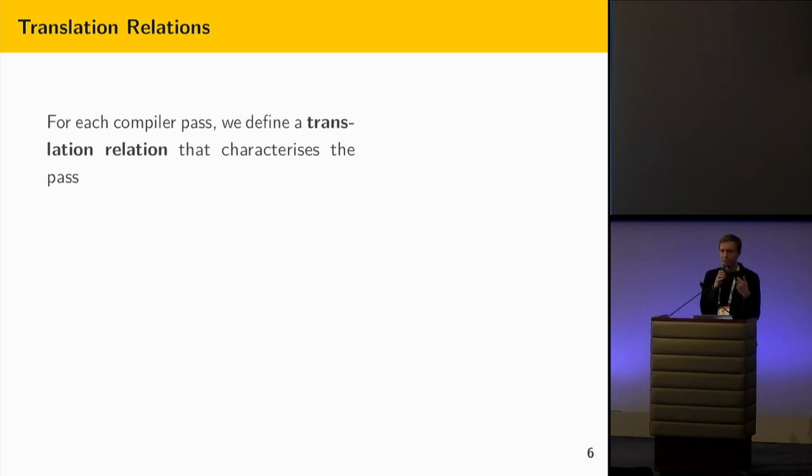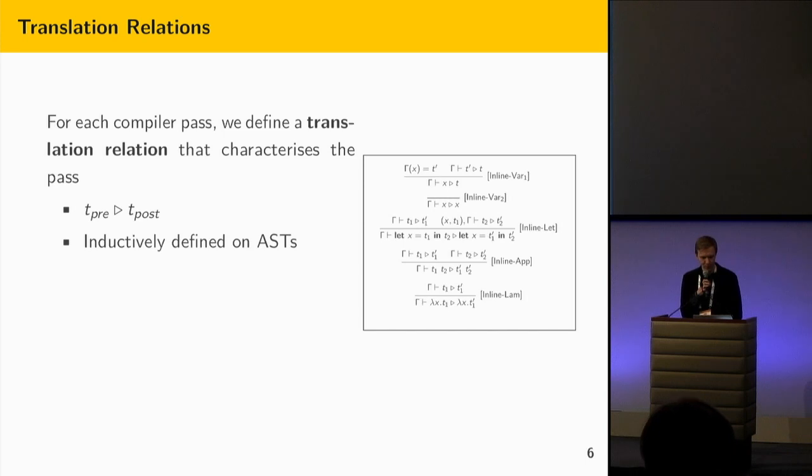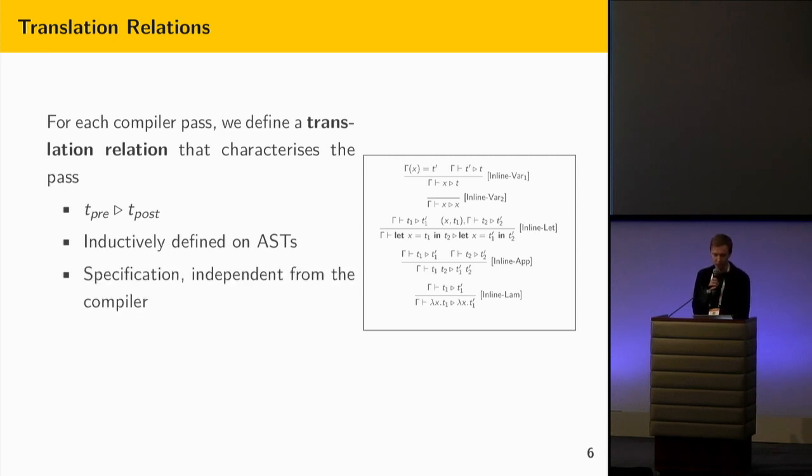For each compiler pass that exists, we define a formal translation relation that captures what each compiler pass should do. This is an inductive binary relation on ASTs. You could present it like a set of inference rules, and this will be relevant later on in the talk. But basically, it's a way of describing the specification of a compiler pass.